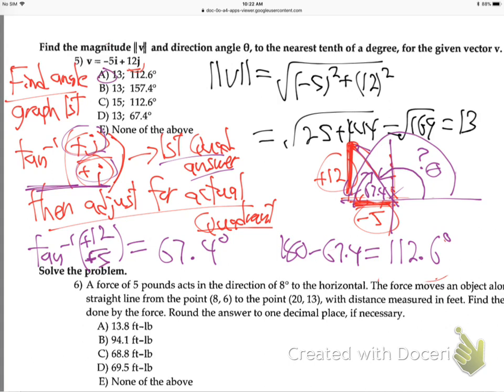We good there? Is that making sense? So, what do you do for the angle? Tangent inverse of positive J over I. Get your answer. Put it in the correct quadrant. Adjust it. Questions on that one?